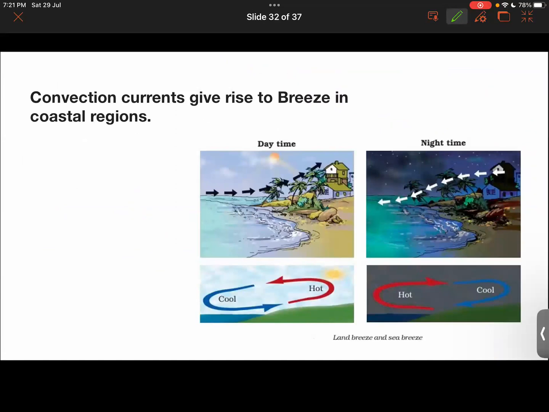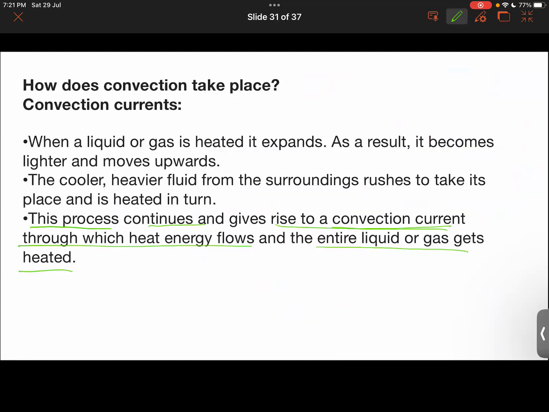Before we talk about land breeze and sea breeze, I'm guessing you are already aware of it. Let's discuss how convection takes place in water and how in air. Considering the example of water which we were just discussing, convection in water. Do tell me, is water a poor conductor or good conductor of heat?